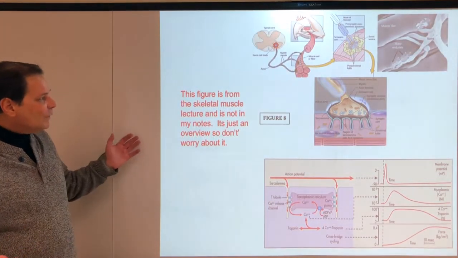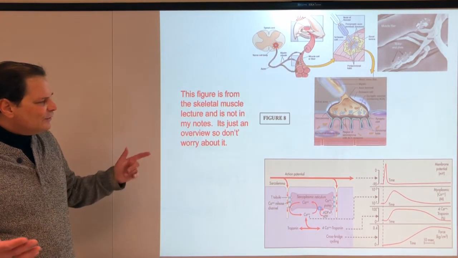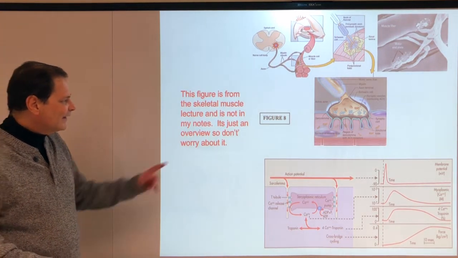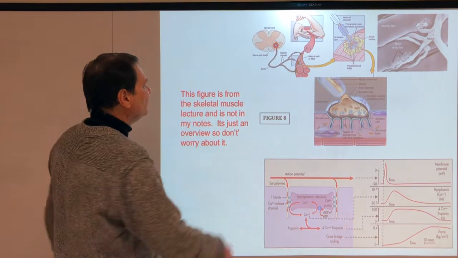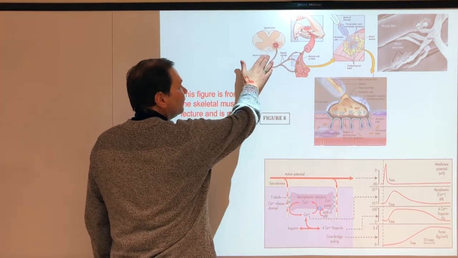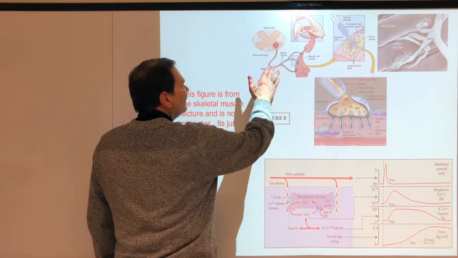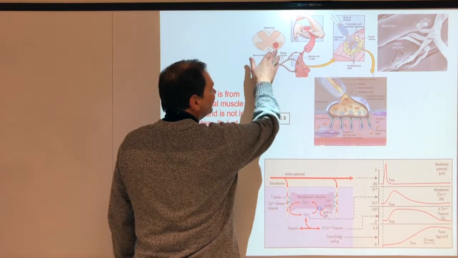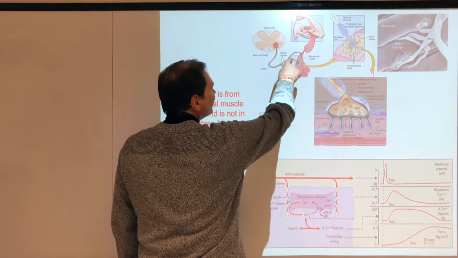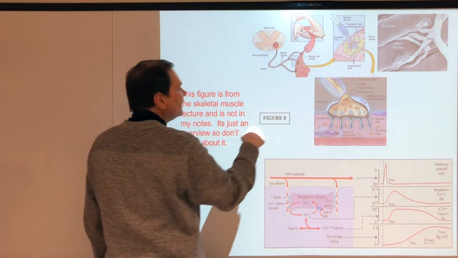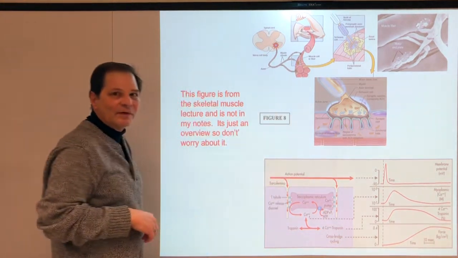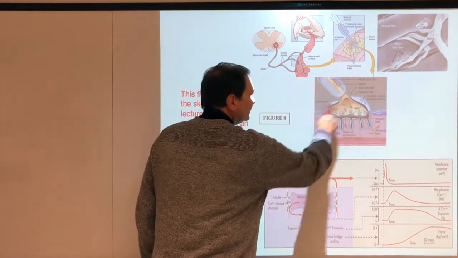Just to let you know where we're going, this figure is not in your notes, it's from the skeletal muscle notes. That's because you don't need to worry about it, it's just an overview slide. Today we're going to cover the resting potential with focus on the neuron. And then you guys know the action potentials are generated, they propagate down the neuron, some of which are myelinated, we'll talk about that. And they synapse on skeletal muscle at what's called the neuromuscular junction.